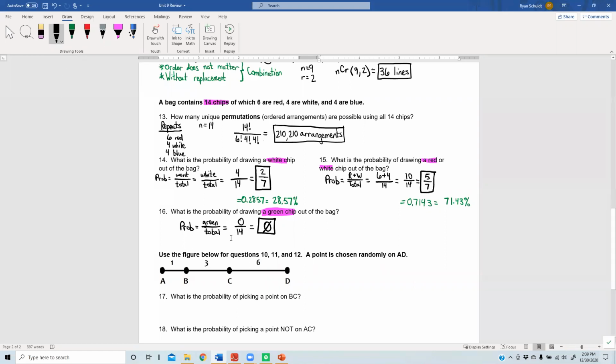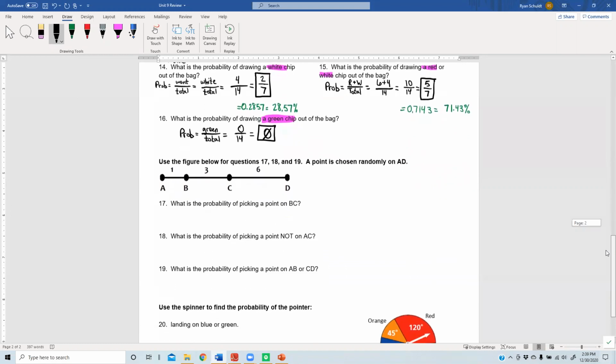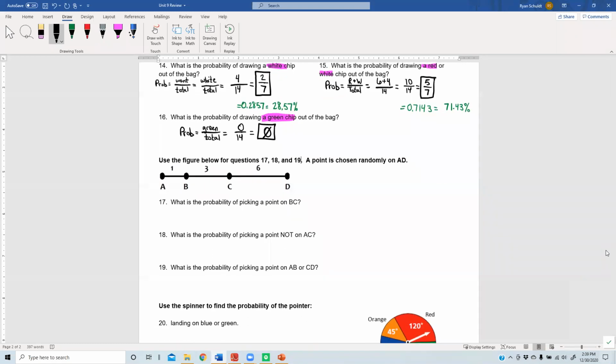Okay, I need to change some numbers here, evidently. I forgot to change them. So we're going to use this next picture for 17, 18, and 19. Okay, so on 17, 18, and 19, a point is chosen randomly on segment AD. We're choosing a point randomly on segment AD.